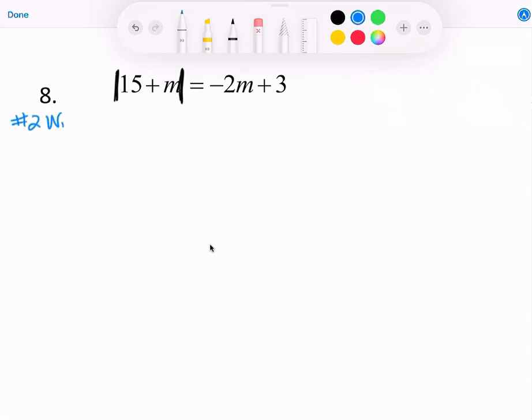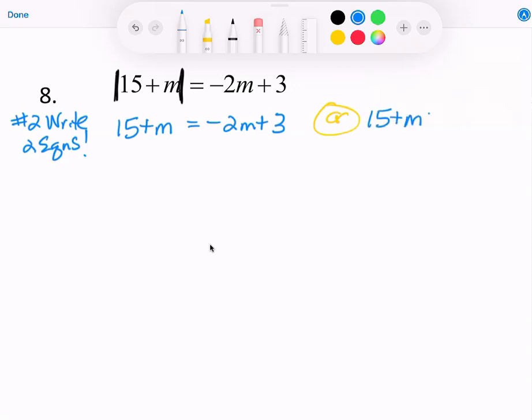Step number 2 is write or rewrite 2 equations. So the first equation, we have 15 plus m equals negative 2m plus 3. And the next equation we're going to have is 15 plus m equals the opposite of that. So I'm going to distribute a negative. I'm going to switch both signs. So now it's positive 2m minus 3. I write that because I hope it's helpful for your notes to have something like that.